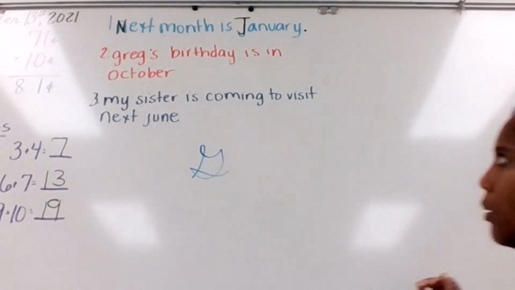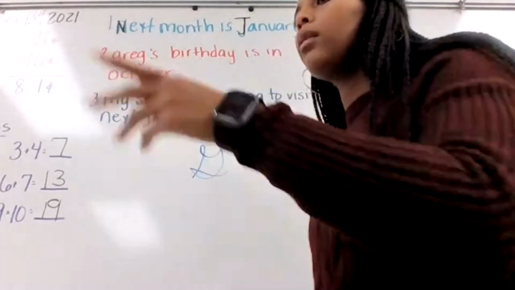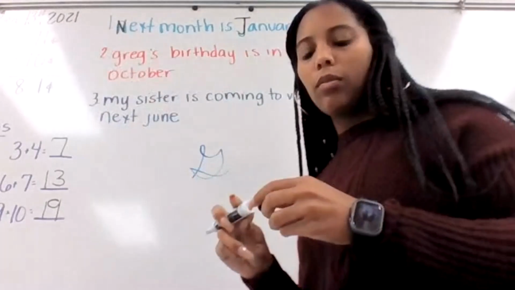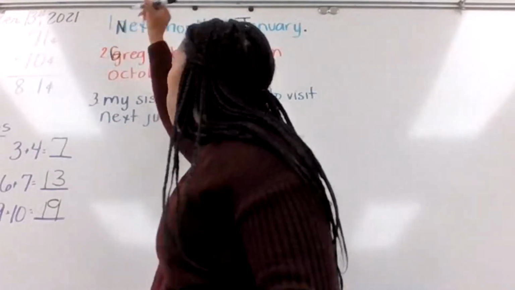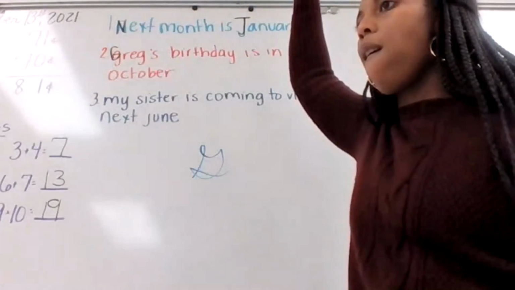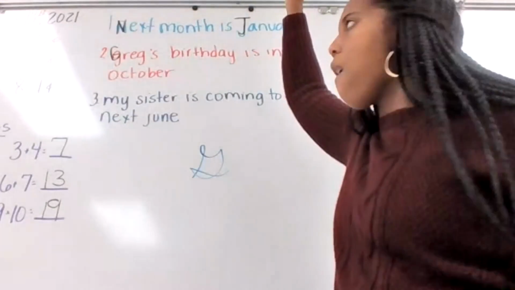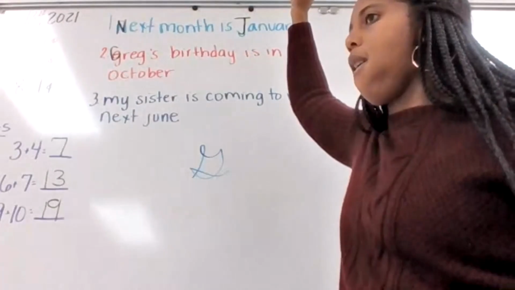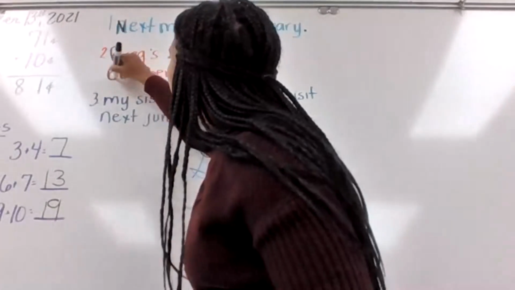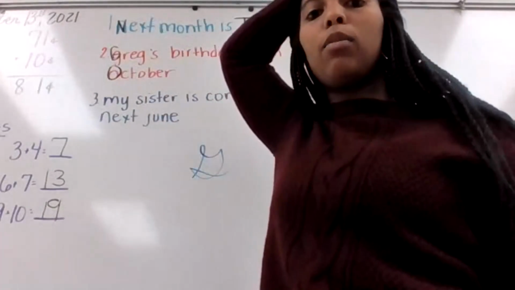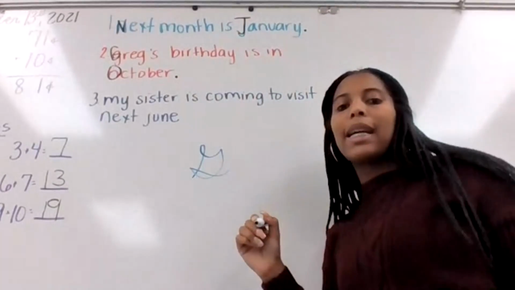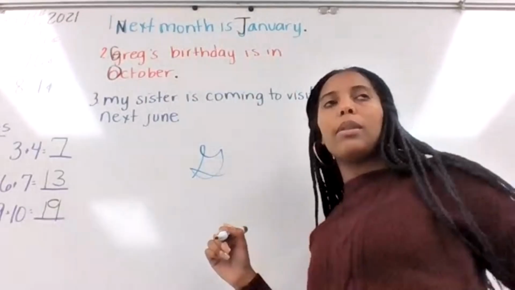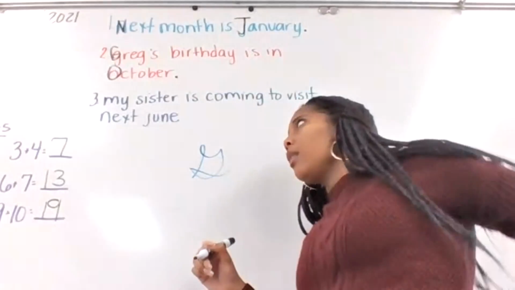Okay, let's go over number two. Greg's birthday is in October. Okay, all right. Capitalize the G, the first letter G in Greg. Capitalize the O in October. That's a month. October. Finish with the period. Good. So just the first letter in Greg and October. That O in October needs to be capitalized. Did you do all of that? Yep.